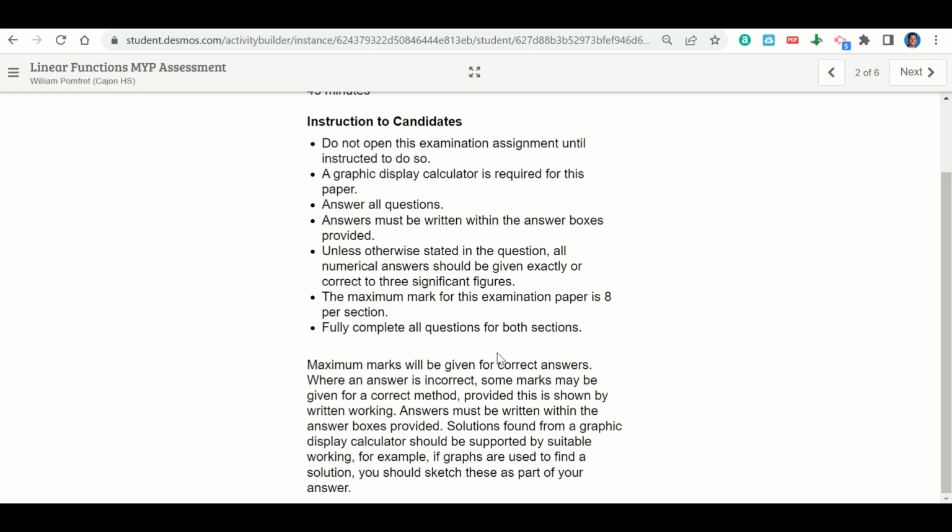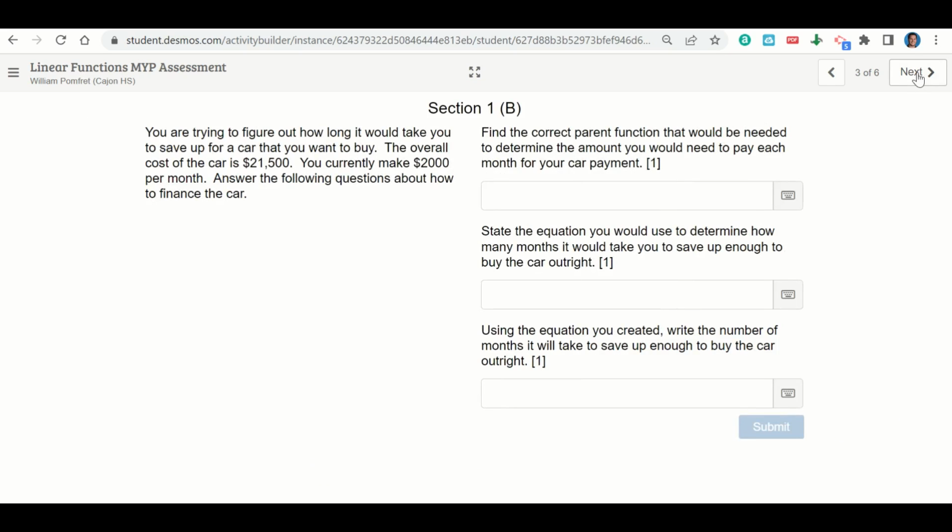This is shown by written work. Answers must be written within the answer boxes provided. Solutions found from a graphing calculator should be supported by suitable working. For example, if graphs are used to find a solution, you should sketch these as part of your answer. So from that, now we can go ahead and click Next, and this will take you to your assignment.